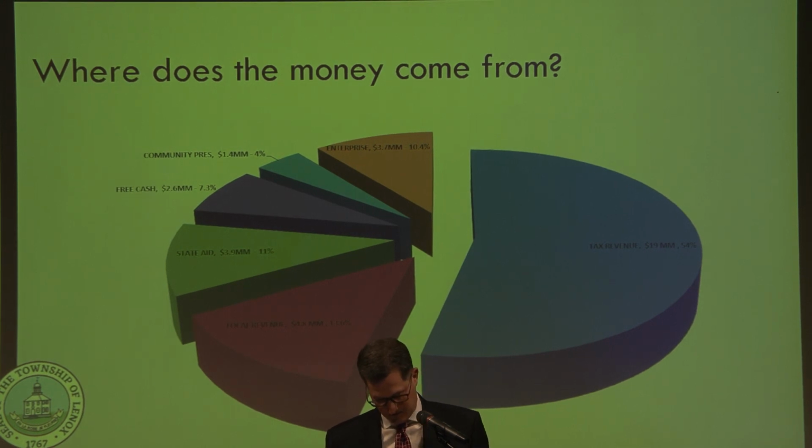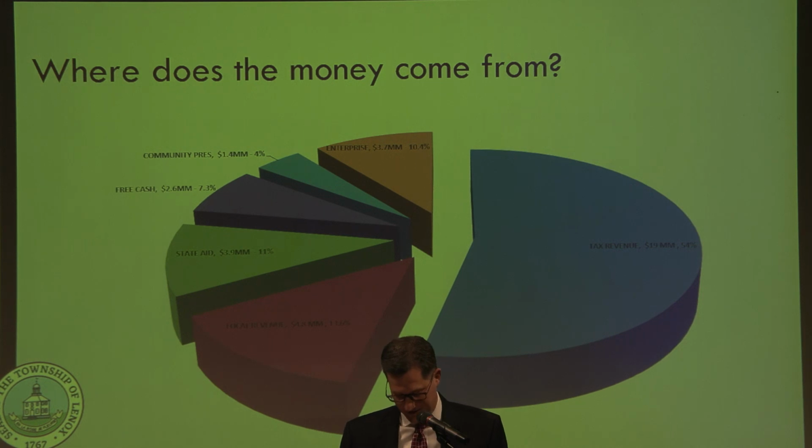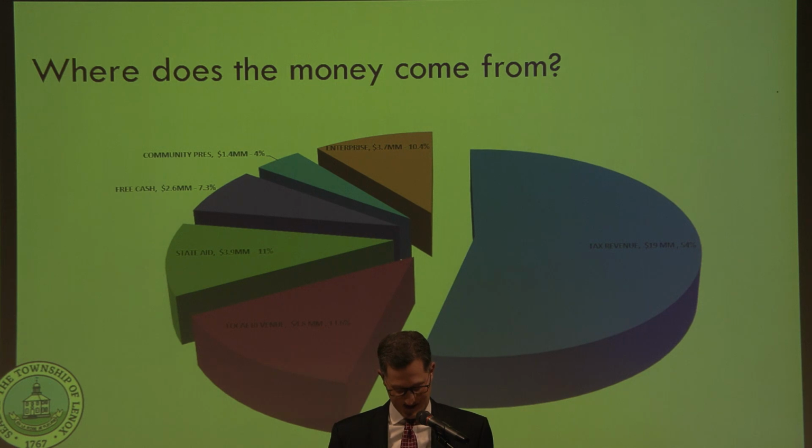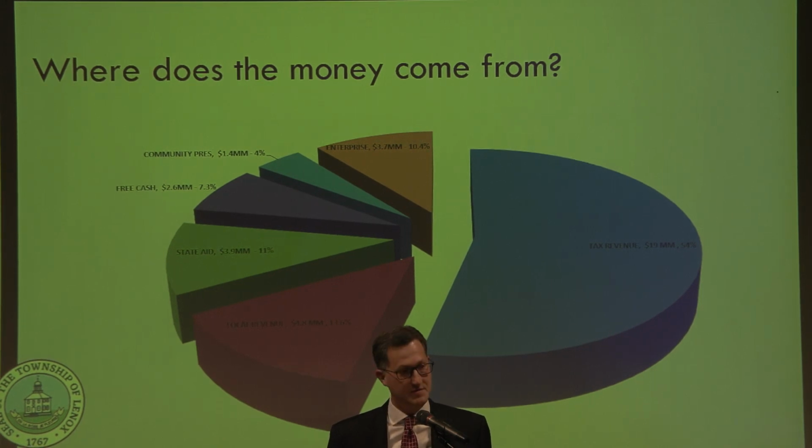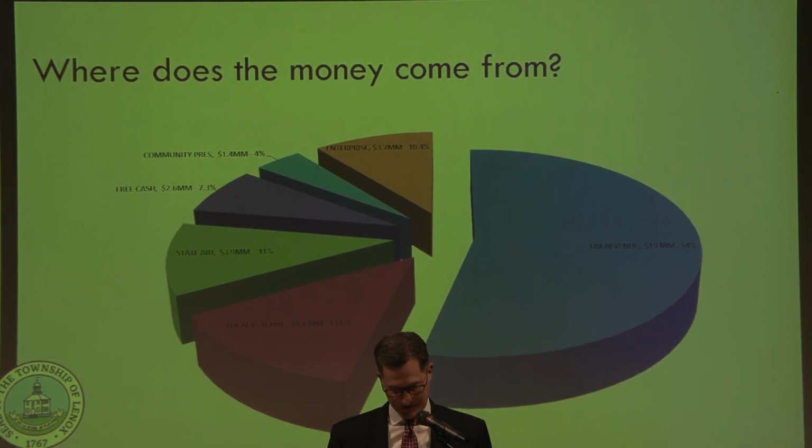State aid, which is something I'm learning more and more about all the time, makes up roughly 11% of the operating budget in Lenox. We're much less reliant on state aid when compared to other communities. We're deploying about $2.6 million in free cash as part of this warrant, when you accumulate all the impacts of the articles contained therein. And there's $1.4 million of deployed community preservation funds that you'll take up when Chair Delasco speaks on that article later.